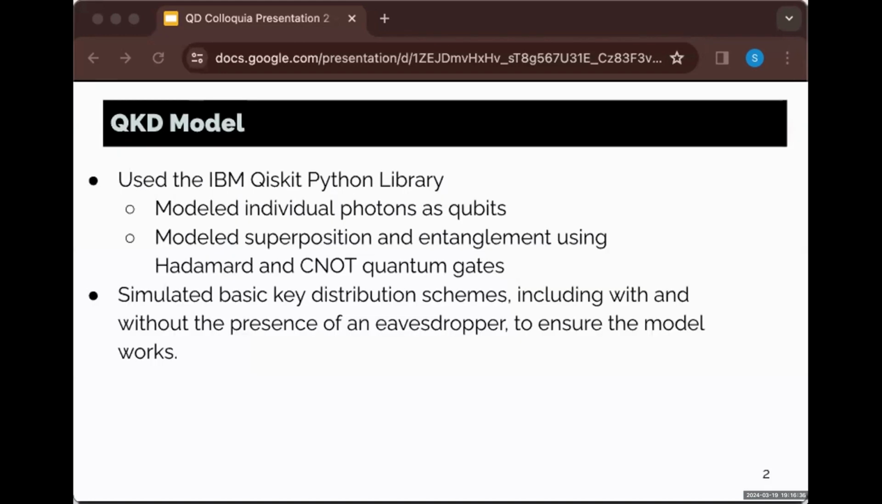The first step to our project was to implement the standard QKD with code using the open source IBM Qiskit Python library. We modeled individual photons sent between two parties using quantum dots as standard qubits, and we were able to model photon superposition and entanglement using the Hadamard and CNOT quantum gates respectively.